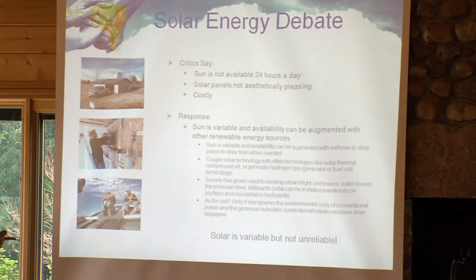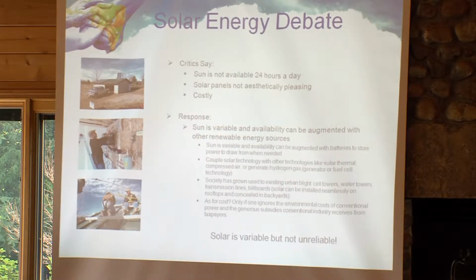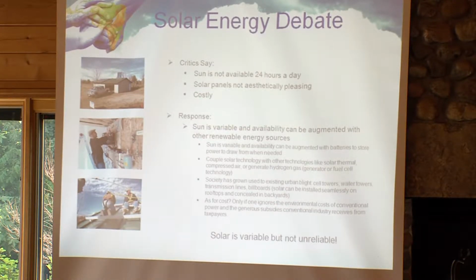So here's your response. The sun is variable. We know that, right? The sun comes up and then it goes down. But because it's variable, doesn't mean that it's not reliable. Farmers wouldn't farm if the sun was not reliable, right? It's variable, but it's not unreliable.